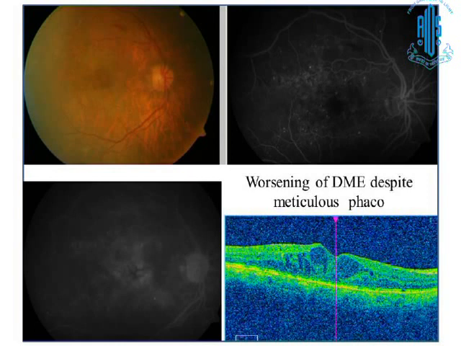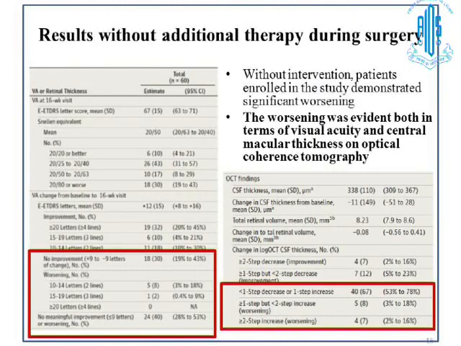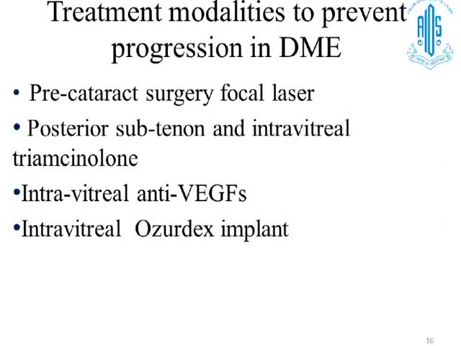This study published in JAMA Ophthalmology, February 2014, shows that if additional therapy is not given during surgery, there is worsening, evident both in terms of visual acuity and central macular thickness on optical coherence tomography. Treatment modalities to prevent progression of diabetic macular edema include pre-cataract surgery focal laser, posterior subtenon or intravitreal triamcinolone, intravitreal anti-VEGFs, and intravitreal Ozurdex implant.